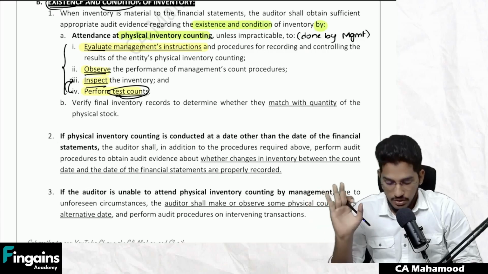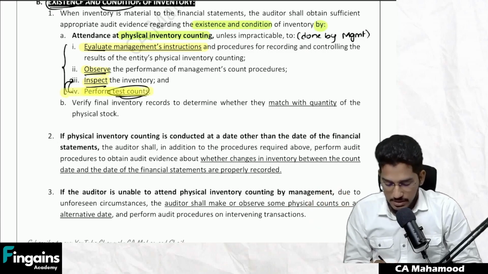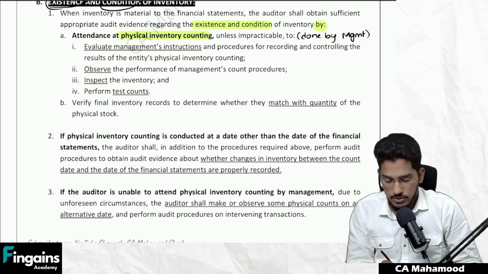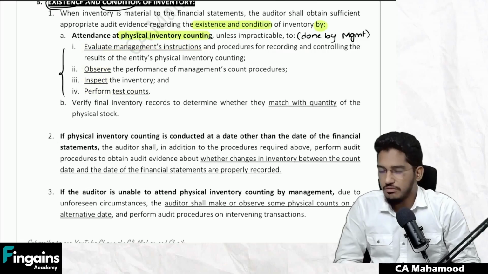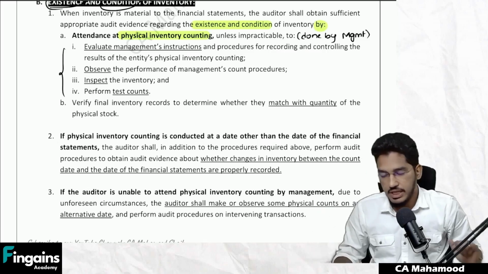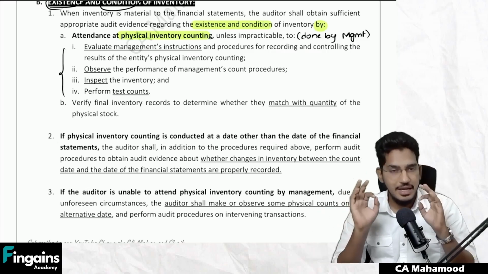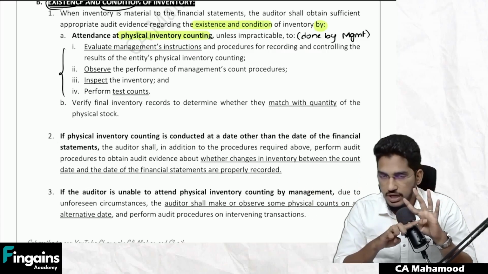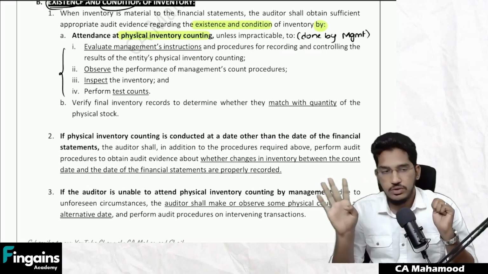Okay, understood? So in one of the case scenario based MCQs, this is what the expectation of ICAI from the students. They are expecting you to remember even how he will do the activities in the order also, which I feel is a weird thing which ICAI has done. Okay, but whatever it is, for examination sake, number 1, in order to obtain evidence regarding existence and condition of the stock, the auditor should attend whenever management is doing inventory counting. By attending that, he should do 4 things.